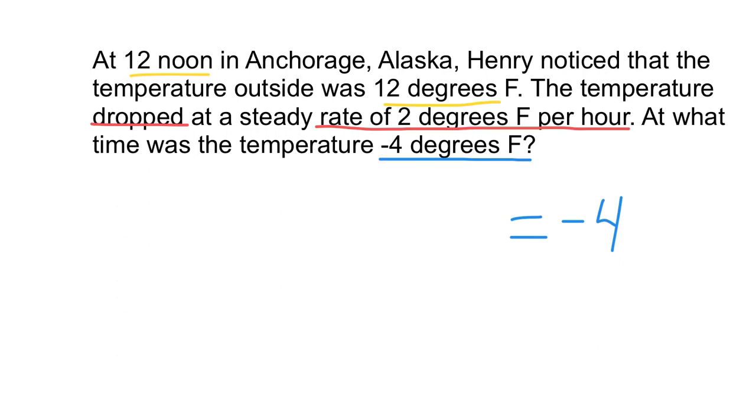So let's look at what's happening with the temperature. At 12 noon, it was 12 degrees, and it's dropping at 2 degrees an hour. Since the whole thing is involving temperature, the time itself doesn't actually matter. That 12 noon doesn't really make any difference. But the fact that it started at 12 and it dropped 2 degrees every hour means that I need to start at 12 and subtract 2 for every hour that passes by. And so with that, I'm going to solve it.